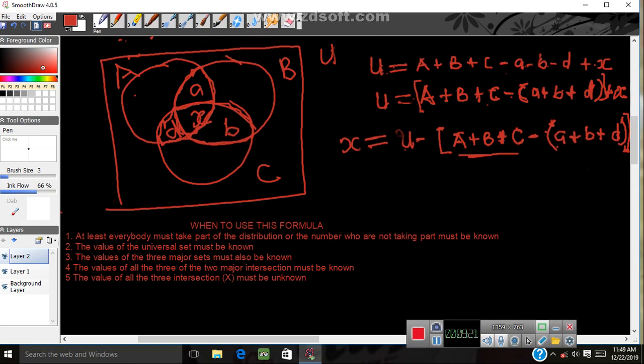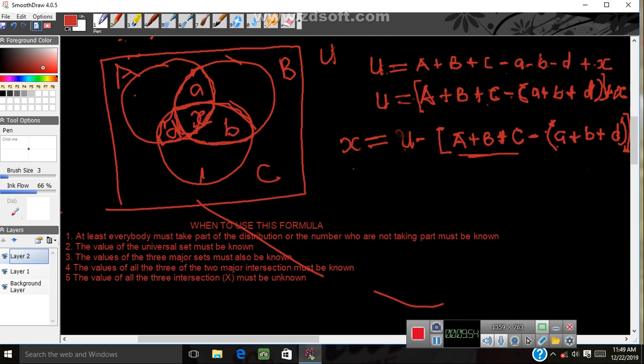So the X is inclusive, but during the equation, we simplify and factorize, bringing X out as the subject. So these three intersections of the two major sets are given. When you have this, this formula is applicable. And last but not the least, the value of the intersection of all three sets, X, must be unknown. As a matter of fact, you are solving for X, so that one will be unknown. Let us take a past question.